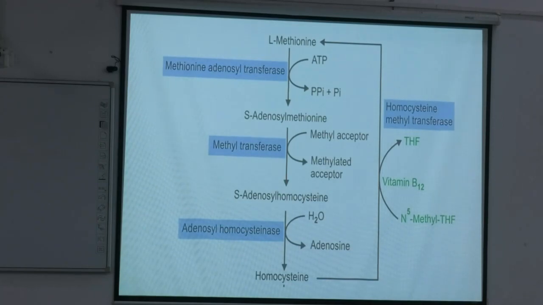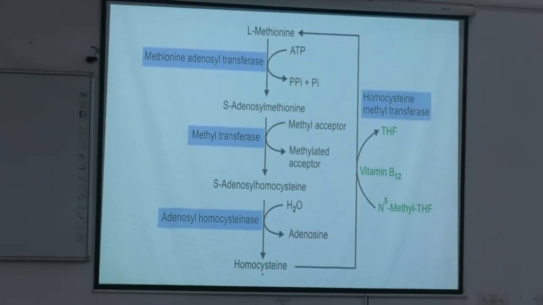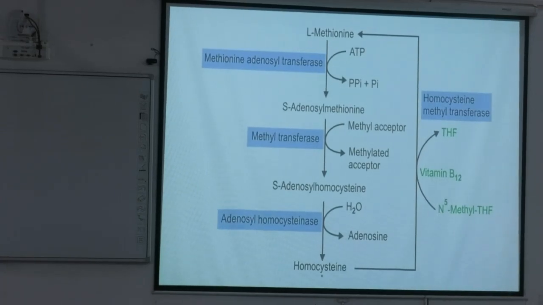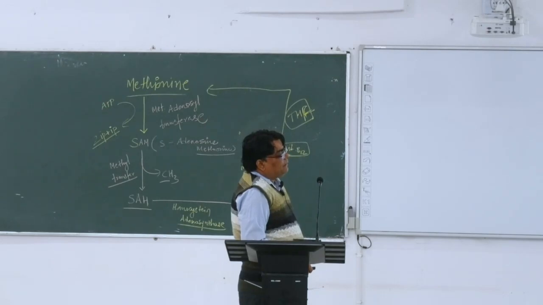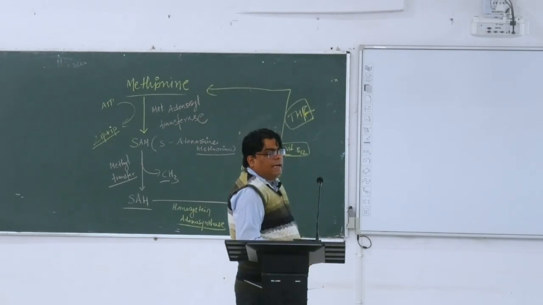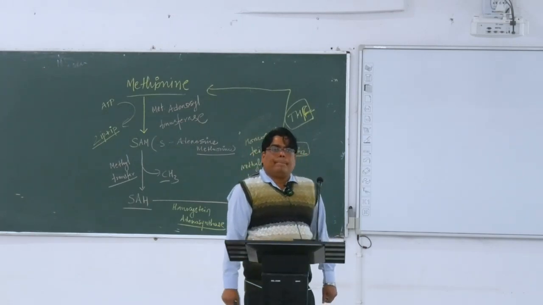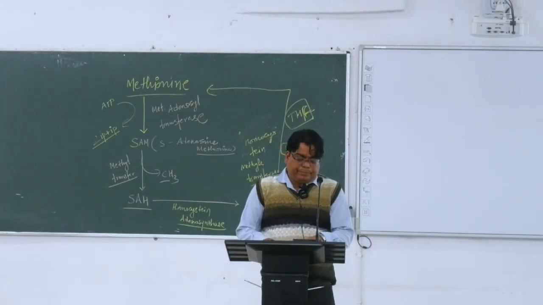We require a coenzyme. Which coenzyme? THF, that is N5-methyl THF to tetrahydrofolate. Okay, so there is one major question that comes in the exam: folate trap. If there is a deficiency of this enzyme, N5-methyl tetrahydrofolate is not forming tetrahydrofolate. So this condition is referred to as folate trap.